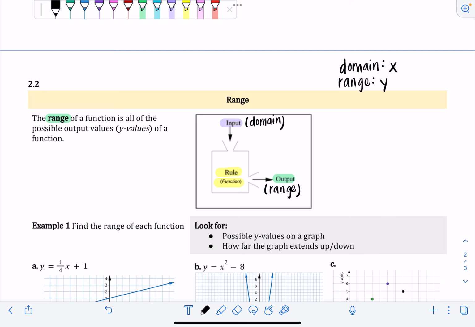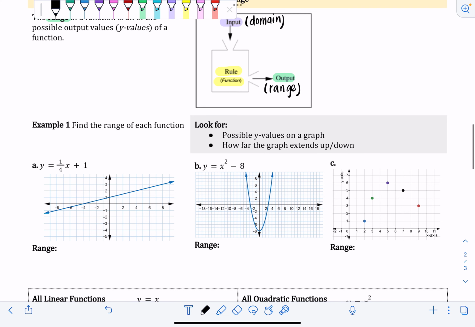Okay, so example 1, find the range of each function. We have another little look-for box. Look for the possible y values on the graph. This time, since we're looking at y values, which tell you how far up or down to go on your point, we're not looking at how far the graph extends left or right. We're looking at how far the graph extends up or down. So that part does change.